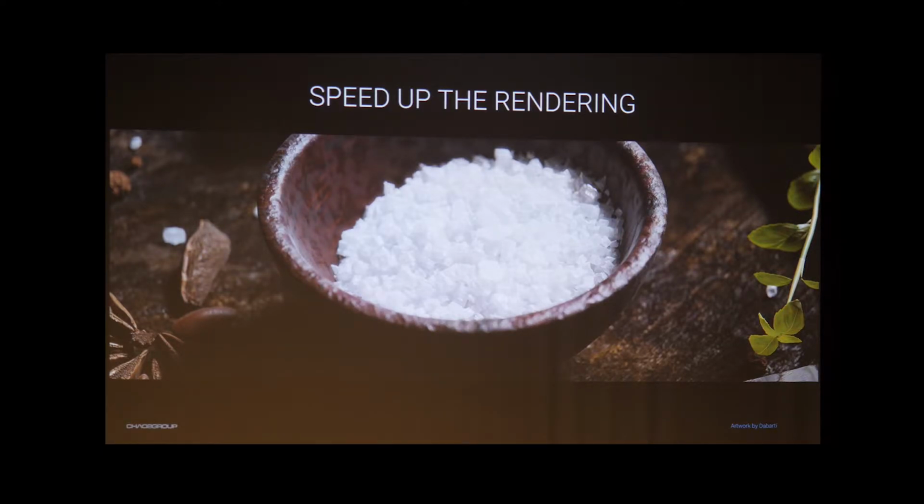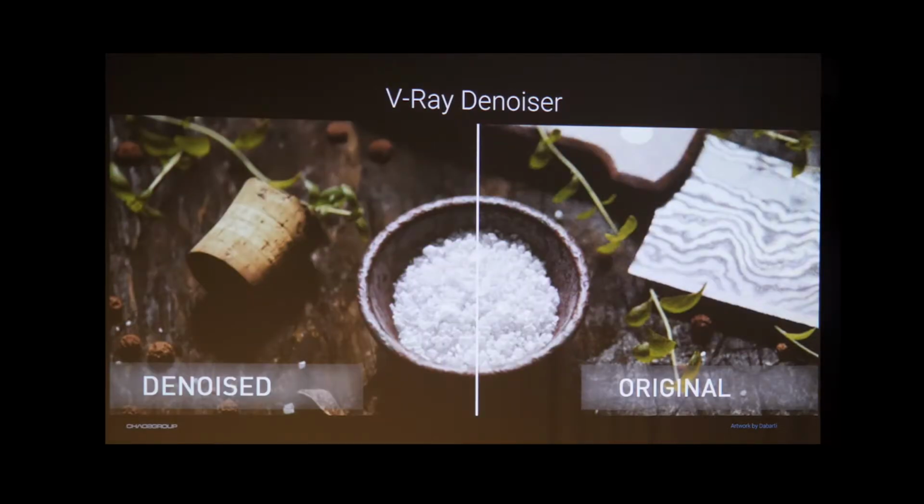Okay, so there are all sorts of ways you can improve the rendering speed, but probably the coolest way is by using the V-Ray denoiser, and this is just the result that you can get with a V-Ray denoiser. On the left you see the denoised image, and on the right you see the image with the noise still in it. So basically what the denoiser does is it uses several rendering layers to target the noise and then remove it from the image while keeping the textured detail.